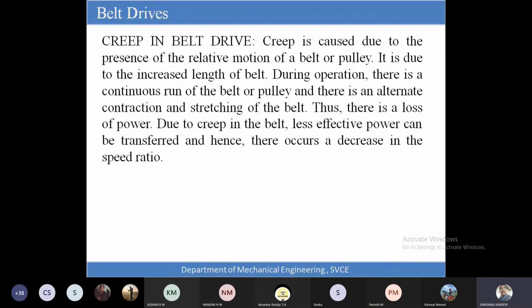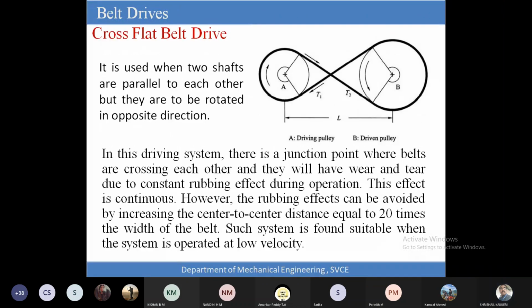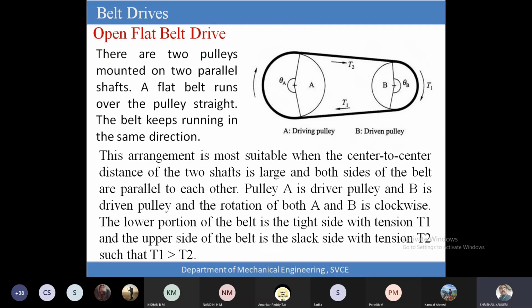As I told you, continuously the belt will be rotating on the two pulleys. While it is carrying the driving pulley, what happens? A tight side and the slack side will be created. The tight side and the slack side. You can make a small observation here.